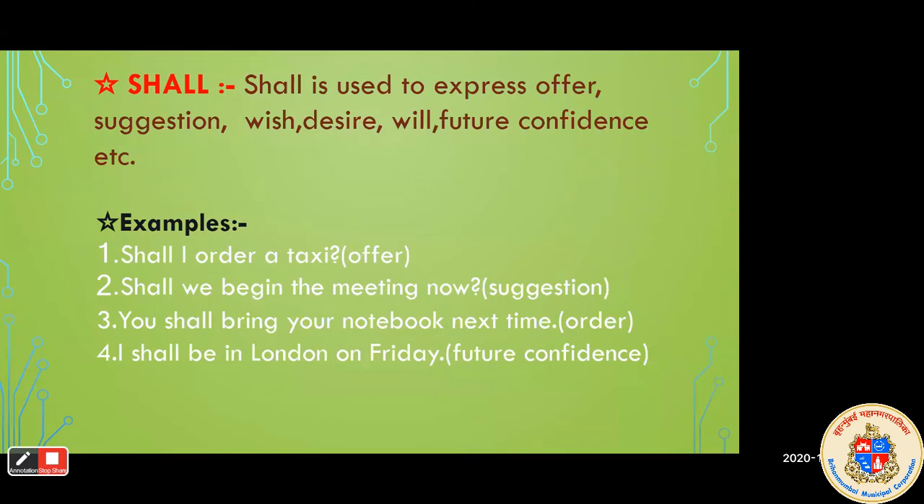In the first sentence, offer. In second, suggestion. In third sentence, order. And in the fourth sentence, future confidence. So in this way, we can use the modal verb shall to express these emotions or feelings.